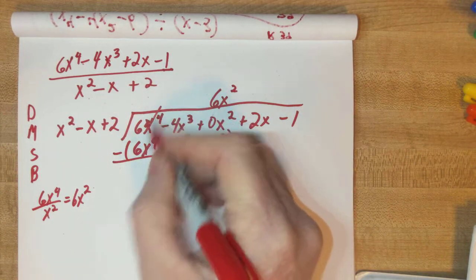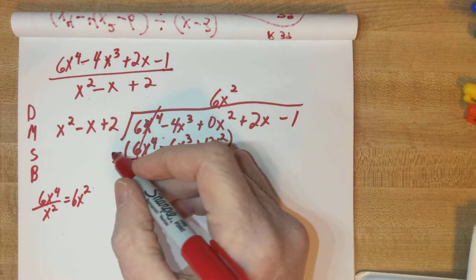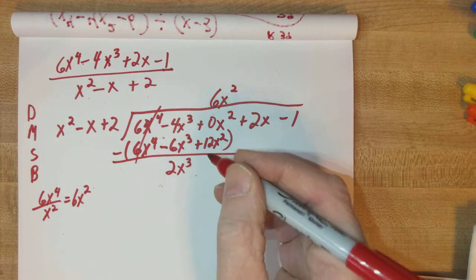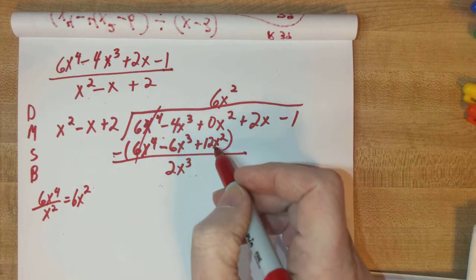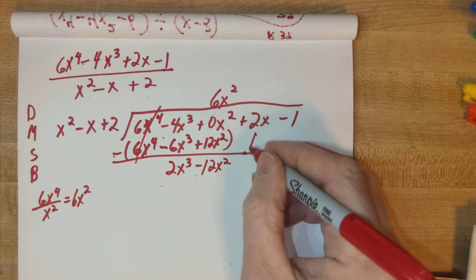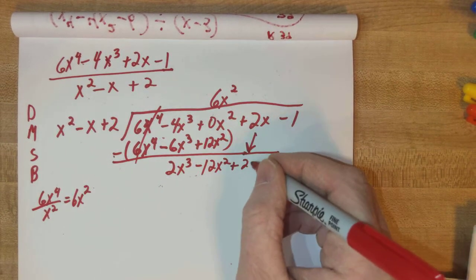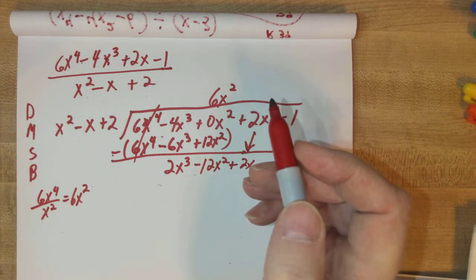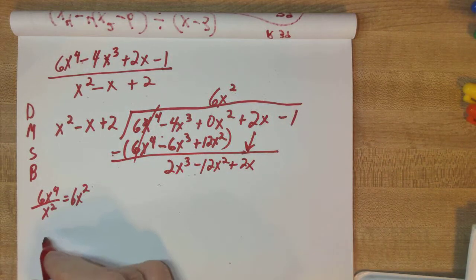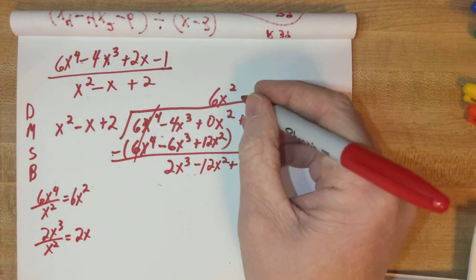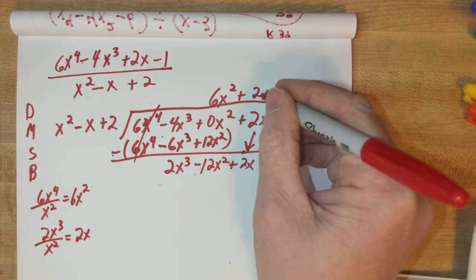And I'm going to subtract that. And you're canceling. Negative 4 minus negative 6. Negative 4 plus 6 actually is 2x to the third. 0 minus 12. That's negative 12x squared. And then let's bring down. Notice we have 3 terms here, but we have 3 terms in our divisor, so that's a good thing. 2x cubed divided by x squared. That is 2x.